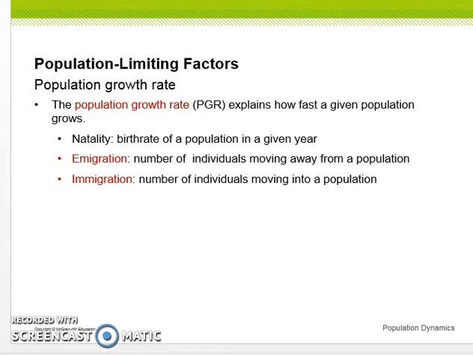Natality is the birth rate of a population in a given year. Emigration, number of individuals moving away from a population. Immigration, number of individuals moving into a population. People tend to use this word right here all the time, okay? It is actually 2 different words. So I emigrated from Illinois, and I immigrated to Missouri.